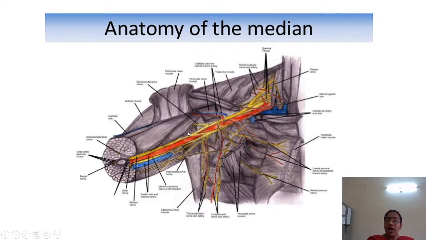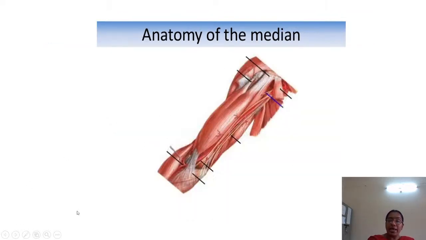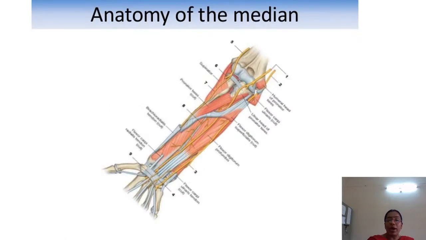In the arm, the median nerve at first lies lateral to the brachial artery, that is, the axillary artery, and after that it is the brachial artery. At the piercing of the coracobrachialis muscle, it crosses from the lateral to the medial side and lies medial to the brachial artery. Now it enters the cubital fossa.